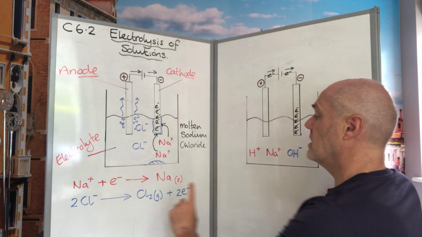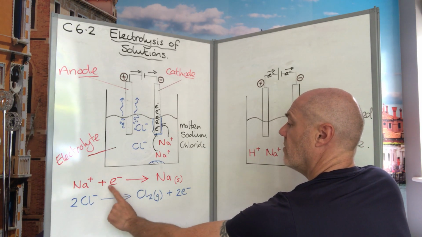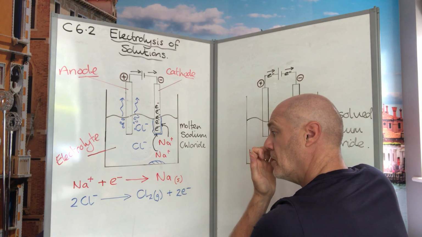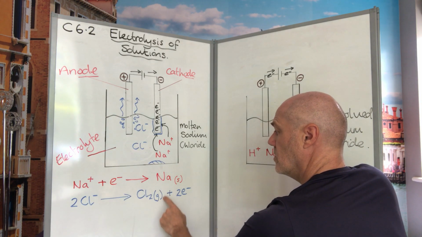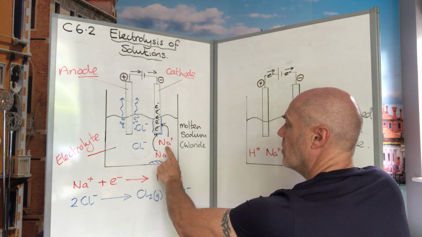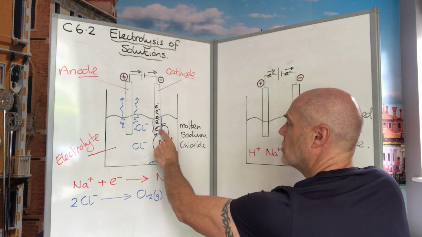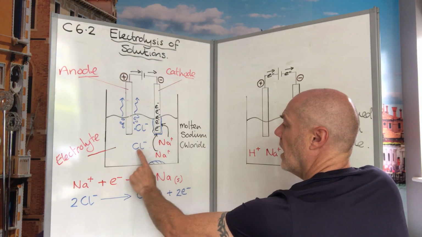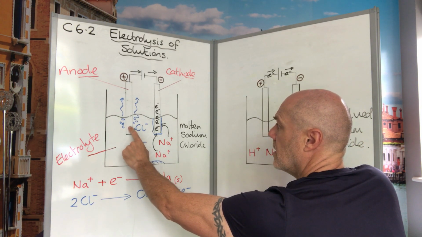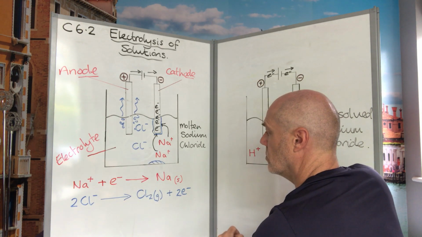So you'll be expected to not necessarily write the simple equation at foundation. Certainly at higher you'll be expected to do the equations, but you will need to understand how this works. So the positive ions take electrons off on the negative side, and the negative ions give their extra electron away and put it onto this electrode.